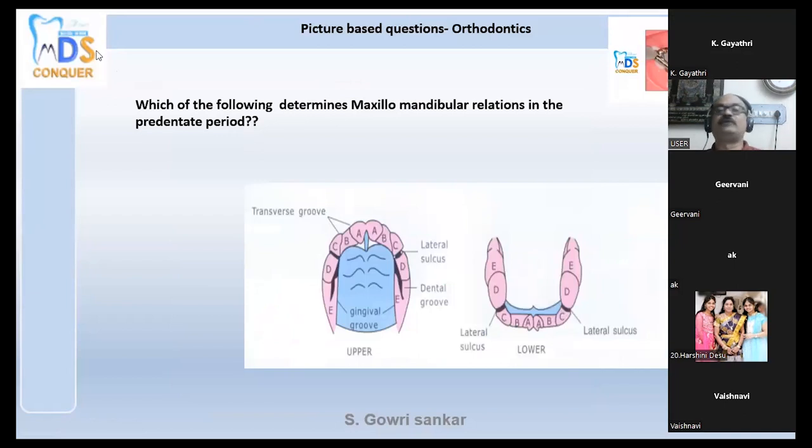And recently I found in one of the state entrances, before NEET was introduced in 2017 or 2018, which of the following determines the maxillomandibular relations in the predentate period? We know that our molar dictates the maxillomandibular relationship in permanent dentition. Likewise, they ask, what is it that decides? Yes, many of you are very active and correct. So in the transverse direction, I will put it another way. What is the transverse relationship seen during the predentate period? Transverse direction.